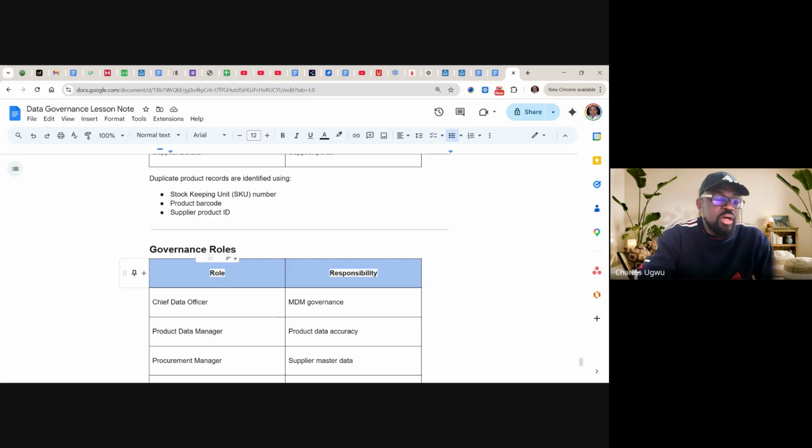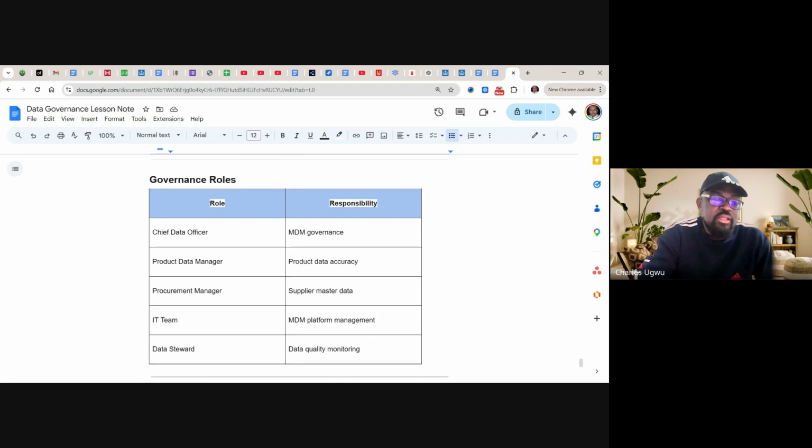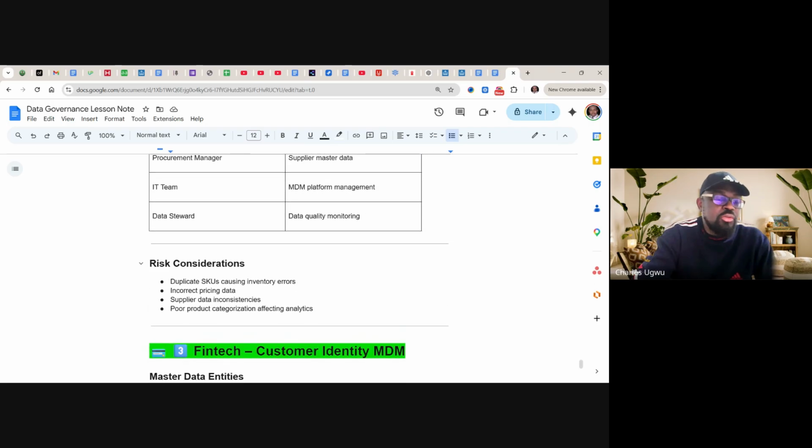And governance role, we have chief data officer for master data management governance, kind of the data owner. Product data management, responsibility of product data accuracy. Procurement manager, responsibility for supplier master data. IT team, in charge of maintaining and managing master data platform. And data steward, data quality monitoring.